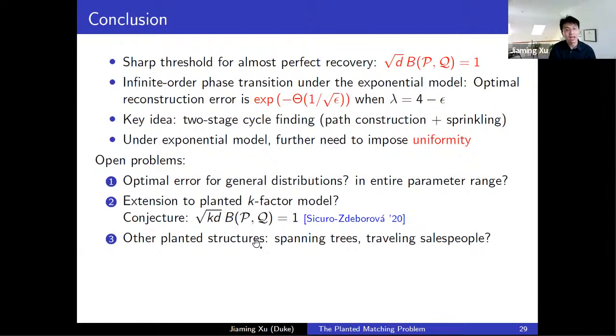Also, I should mention that, as I said at the beginning, there are many different planted models driven by many different applications. You may encounter some other planted models, for example, spanning trees, traveling salesperson, depending on the application you're looking at. So it would also be very interesting to study those applications. And one thing I should also mention is that even in this particle tracking application, the model that we're considering here does not consider spatial information. So you might also want to consider a more realistic spatial model for the particle tracking problem.